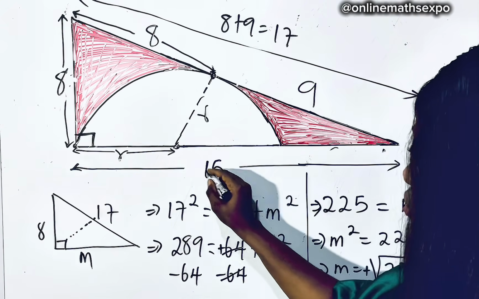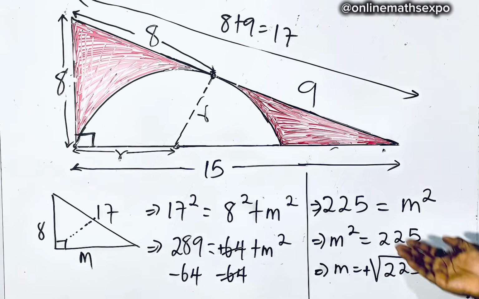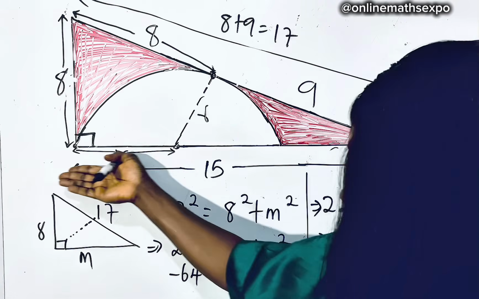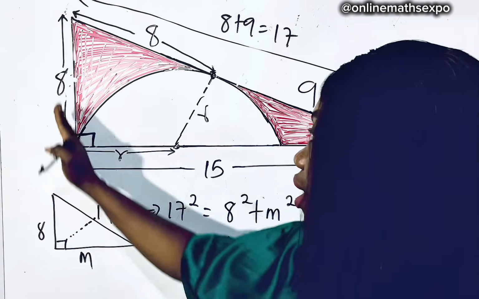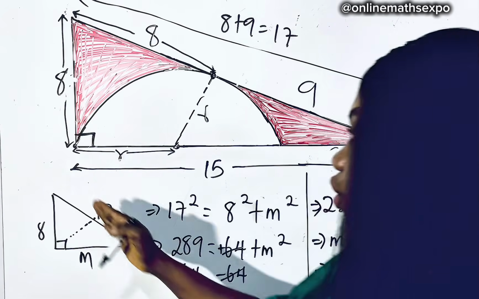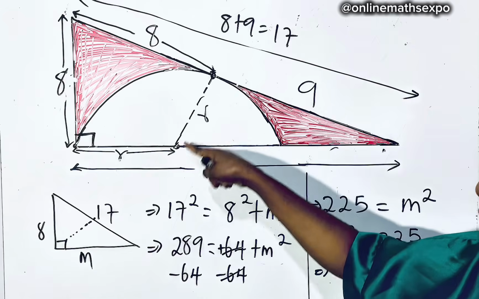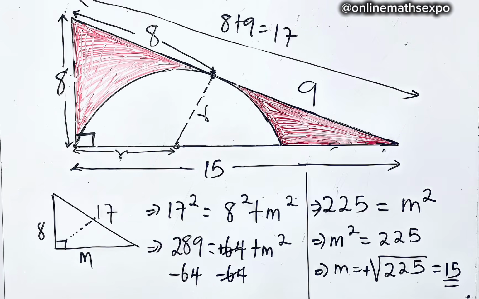So now that we have found the value of this length, what should we do next? Our target is to find the base, which you have done. We have also found the height of the triangle. We need to find the radius. So how do we get the radius? Let me show you how to do that.